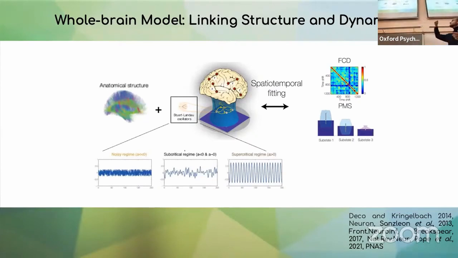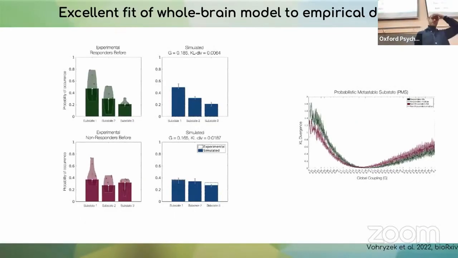And then the last part, which is important, is to fit this representation of the brain to the quantitative description of choice, the way we want to describe brain state. In our case, it's the probabilistic metastable substates, as you can see there. And this is exactly what we did. What I'm showing you here are the responders before and non-responders before the treatment. When we fit these models to these descriptions, we get a pretty good fit to these conditions, both in the responders and non-responders. The way we do it, we fit this global coupling parameter that seems to be the one that can tune the dynamics well.